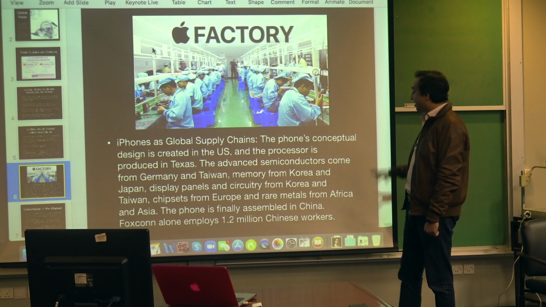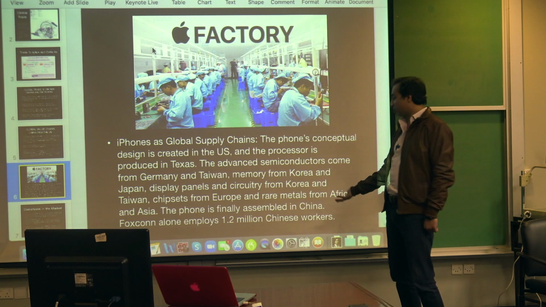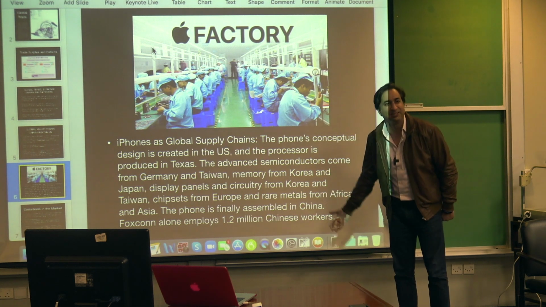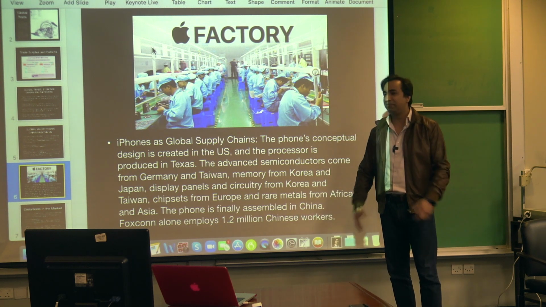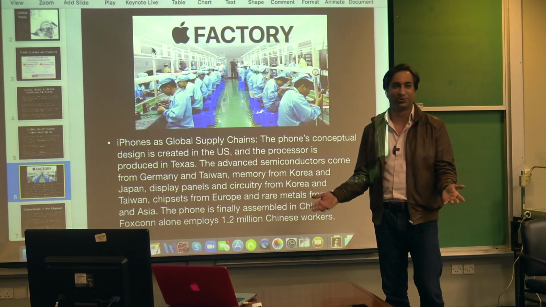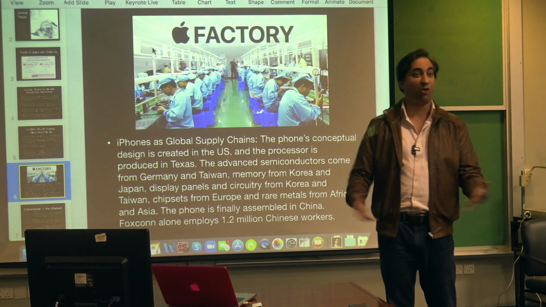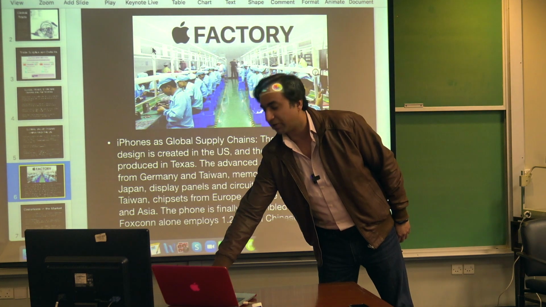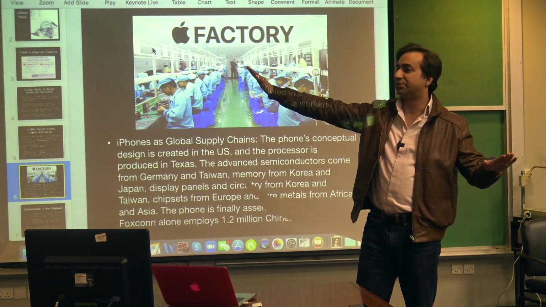The phone is finally assembled in China by companies like Foxconn, which employs 1.2 million Chinese workers. Million! Oh my God, that's massive. They're basically assembling all the phones that we are using all over the globe, like millions and millions of phones, right? So a great example of a global supply chain.